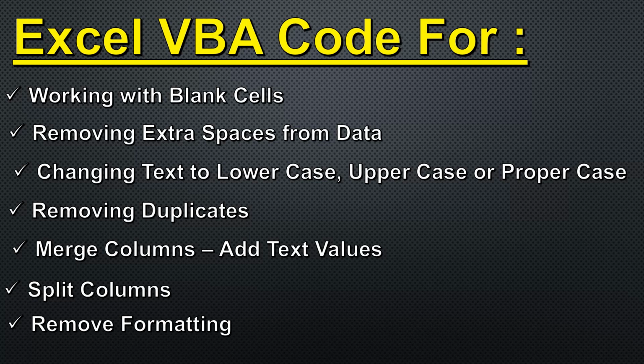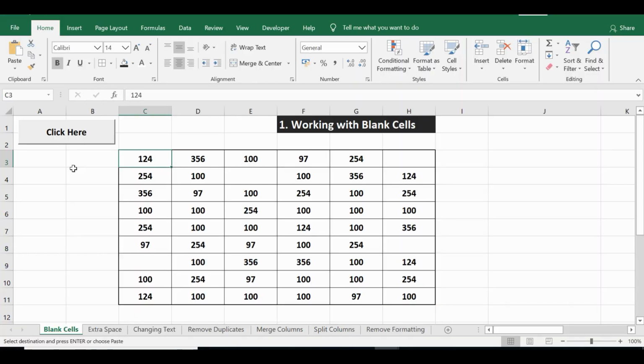So let me show you what we would be able to achieve or what code we will be using for these examples. So let's get started. First of all, we will look at all examples. Then I will write VBA code for each example. So example 1 is working with blank cells.